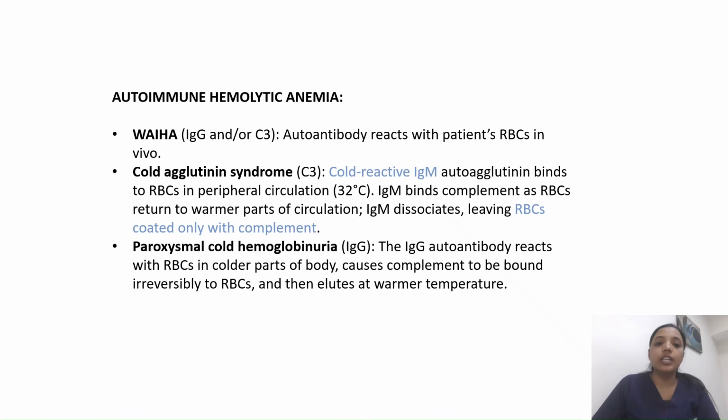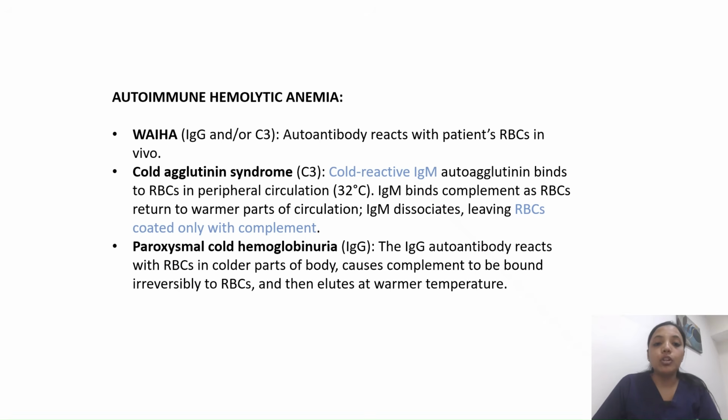In cold agglutinin syndrome, the cold reactive IgM autoagglutinin binds to RBCs in peripheral circulation, and then this IgM binds to complement as RBC returns to warmer parts of the circulation. So hence IgM dissociates from the RBCs, leaving only the complement binding onto the RBC. So in cold agglutinin syndrome, the DAT positivity is towards complement.